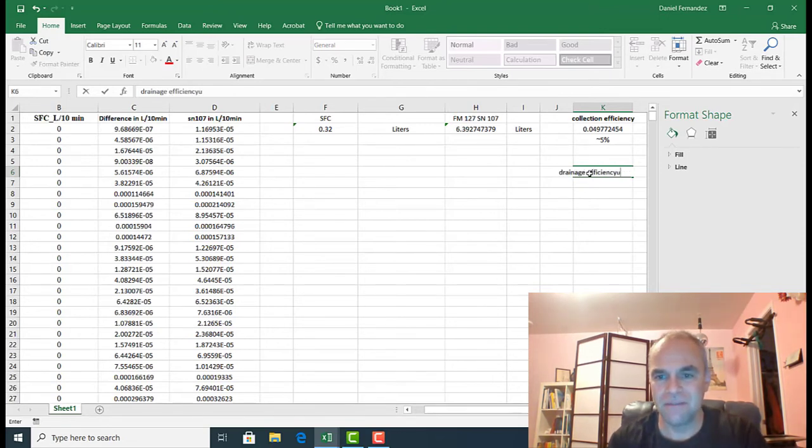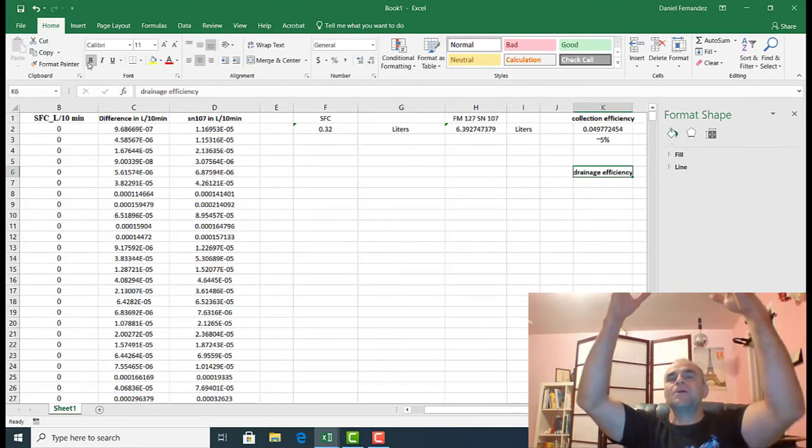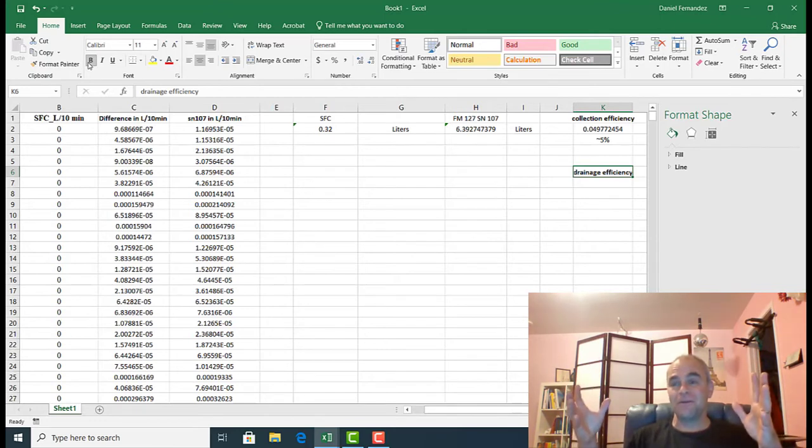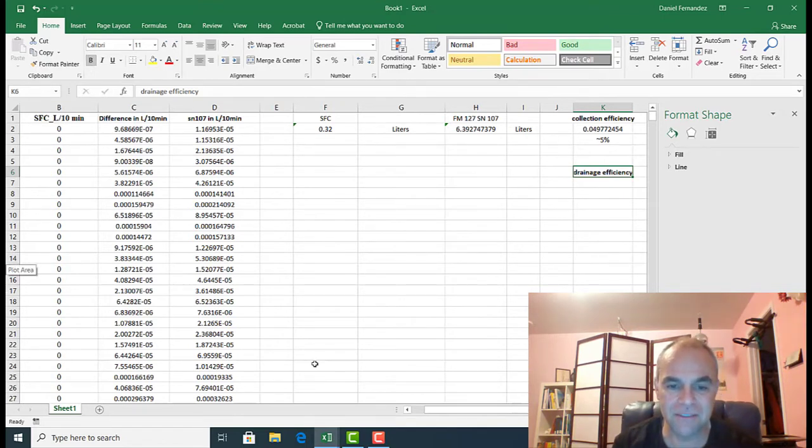What does that mean? There's actually a few efficiencies we can look at. Well, part of the collection process involves the water getting removed from the air, and then that water making its way into the tipping bucket rain gauge and being measured. And what I'm seeing here is, I'll go back to the graph.